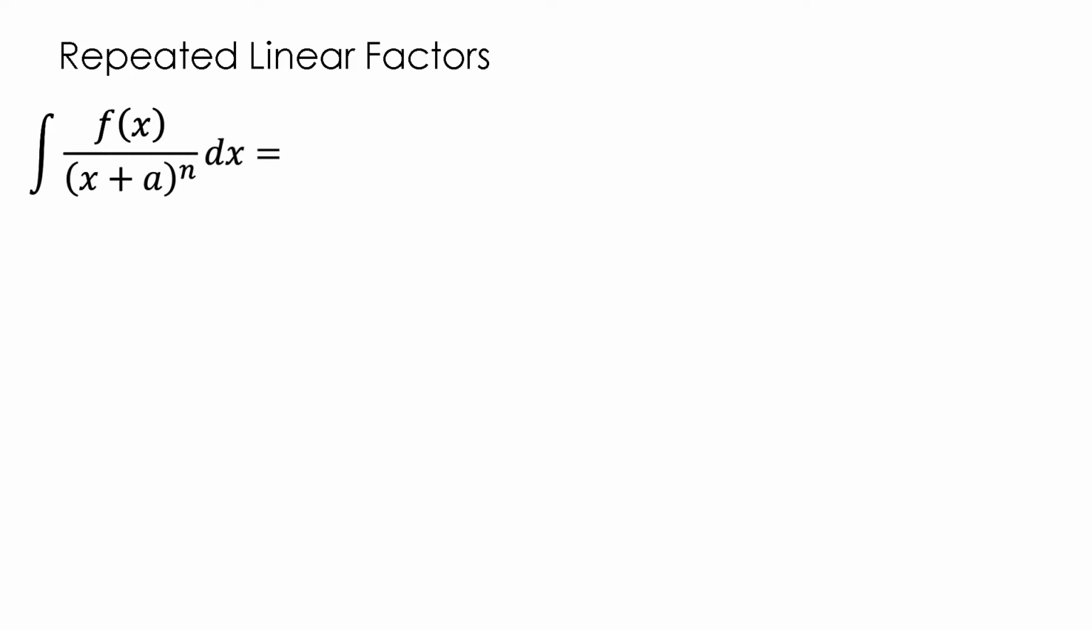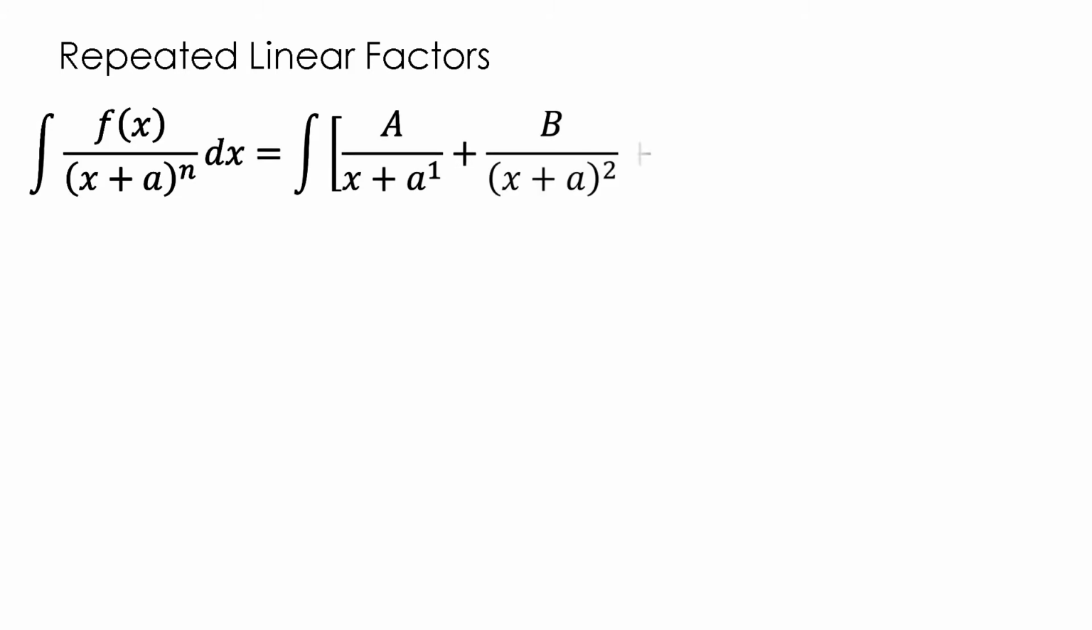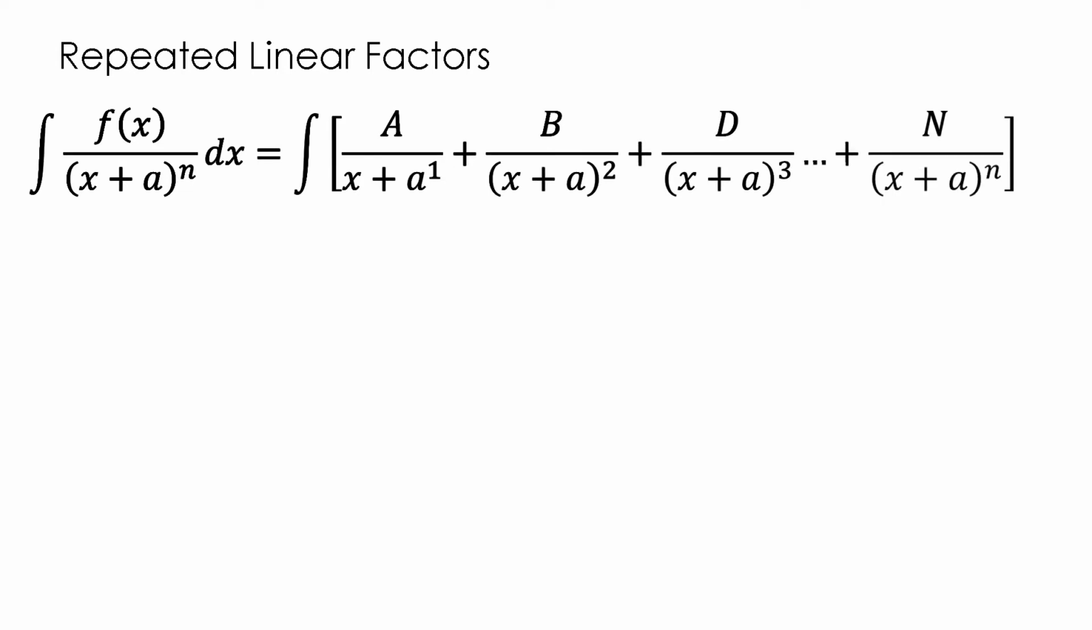integral into partial fractions. So this will be equivalent to the integral of the whole quantity A all over x plus a raised to 1, plus B all over x plus a raised to 2, plus D all over x plus a and the whole quantity raised to 3, plus N all over x plus a and the whole quantity raised to n. A, B, D, and N are constants that have to be determined.